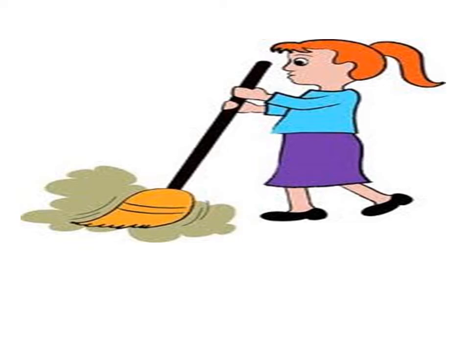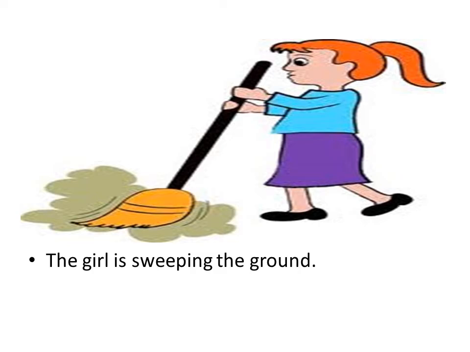Let's carry on. What does this girl do? Or what is she doing? She is sweeping the ground. The girl is sweeping the ground. So the girl is the subject. Is sweeping is the action. Alright? The present continuous tense. The ground is the object.